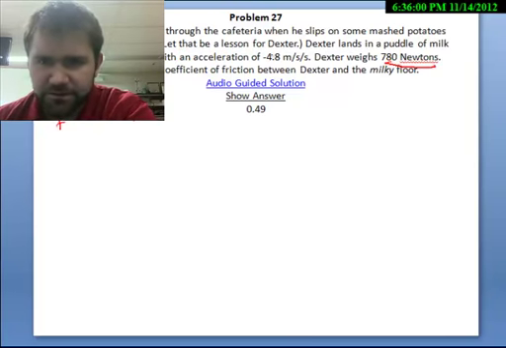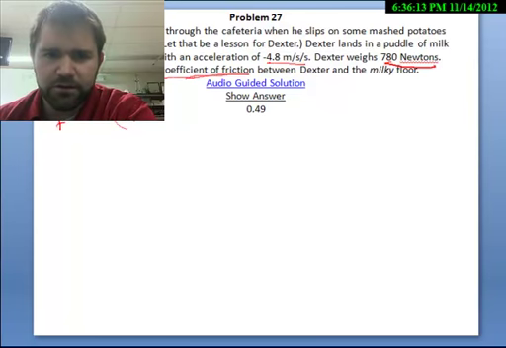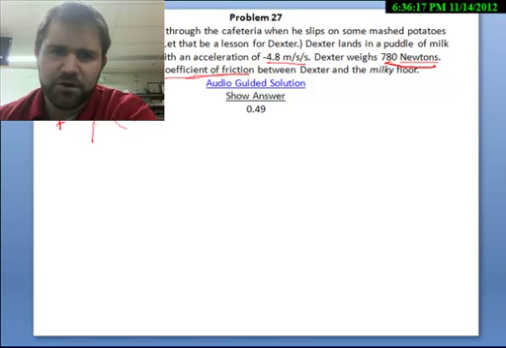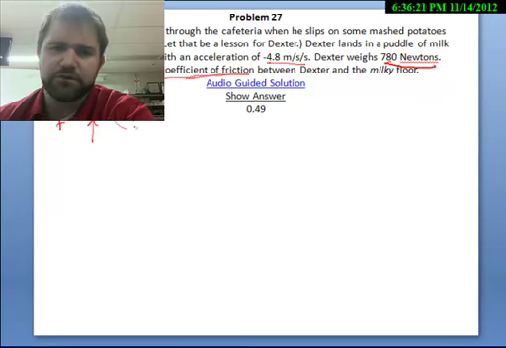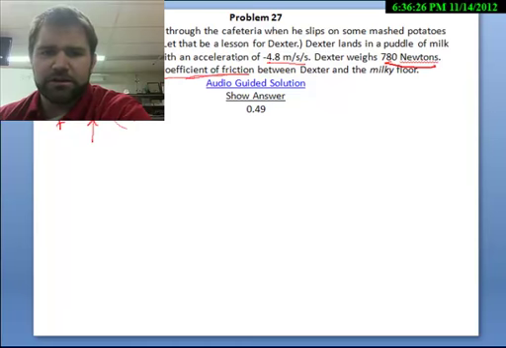So let's see what they gave us. They told us the normal force due to Dexter. They told us an acceleration, and they asked us for the coefficient of friction. So the problem here is they've only given us one variable, the normal force, and they haven't given us the total frictional force or the coefficient of friction, and they ask us to find the coefficient of friction. So, is there anything we can use to find the total frictional force? Well, it turns out there is.